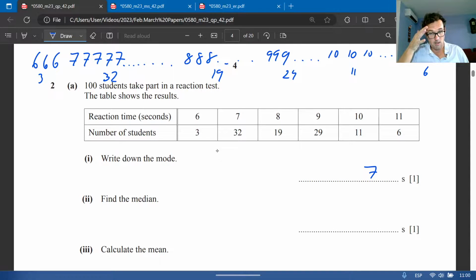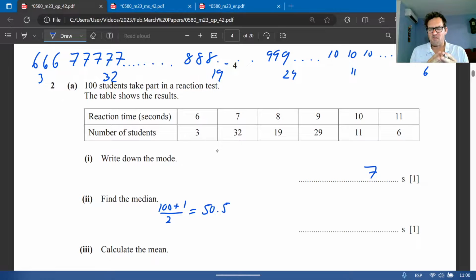Imagine that. Then we have to find the student that is in the middle. How do we find the middle of something? Well, we take the 100 and we just halve it, but you have to add 1 before you halve it, which gives you 101 divided by 2 is 50.5. Why do you add that 1?